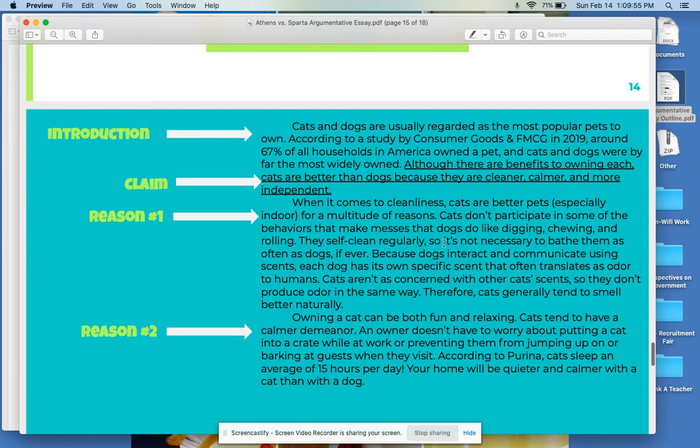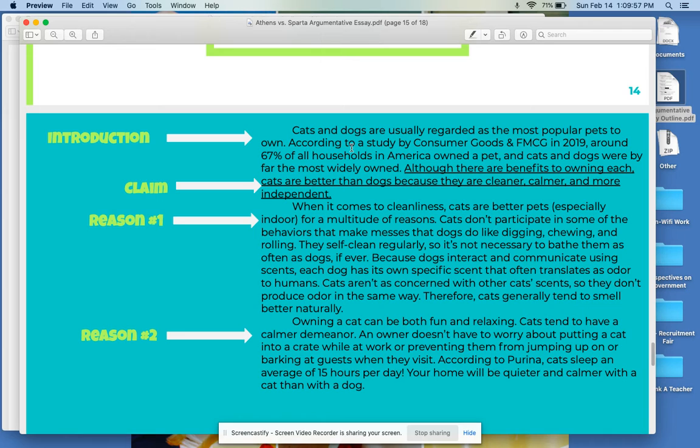Okay, so Ms. Colley did cats and dogs. Here's her introductory paragraph. She has a hook. She has background information. She has a claim. Although there are benefits to owning each, cats are better than dogs because they are cleaner, calmer, and more independent. There are her 3 reasons. Boom. Now look, she said they are cleaner.